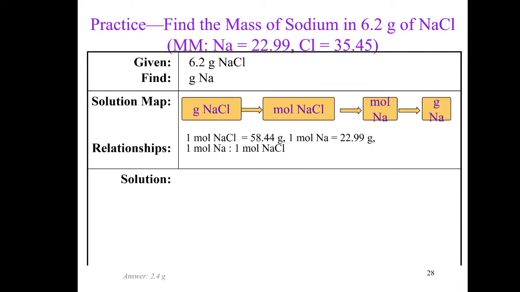So you should go ahead and try to do this problem. Find the mass of sodium in 6.2 grams of sodium chloride. Make sure you're careful and remember that you have to do a gram to mole conversion, a mole to mole conversion, and then back to the mass conversion. If you didn't get the correct answer, you should go ahead and contact me.